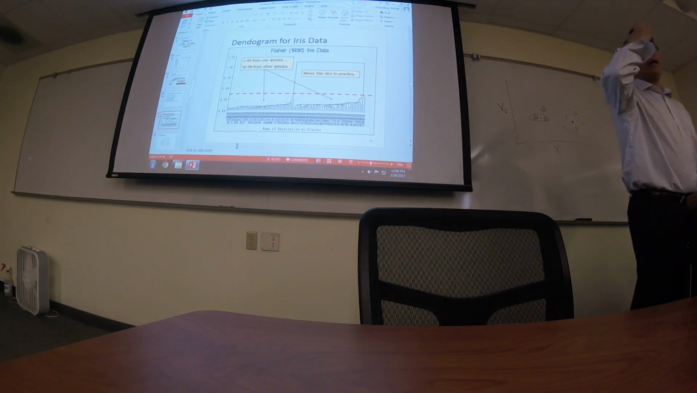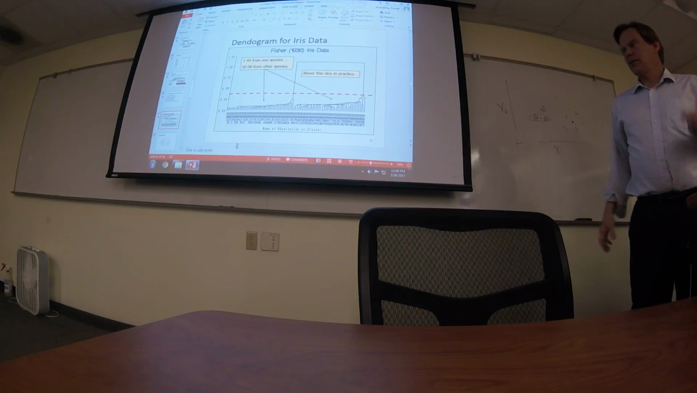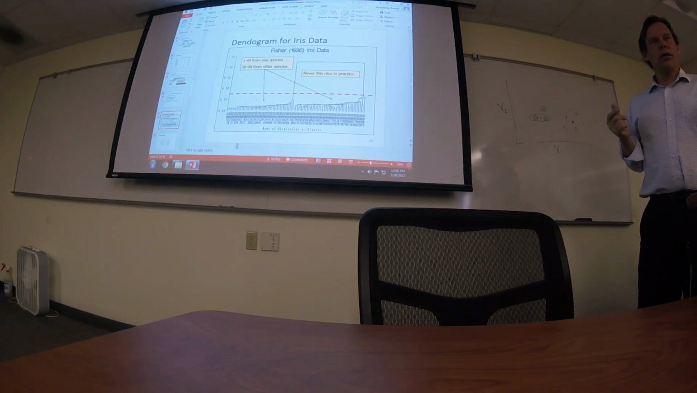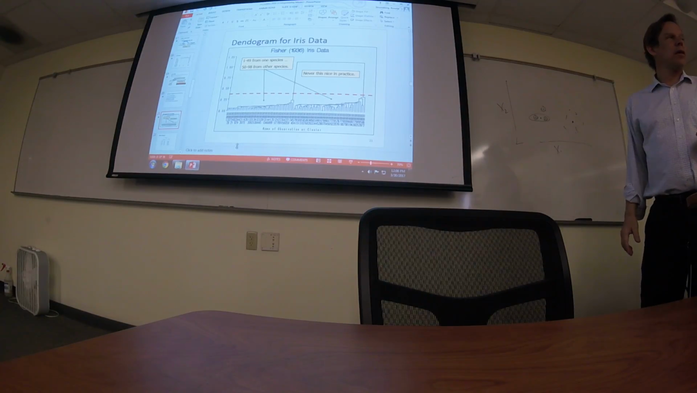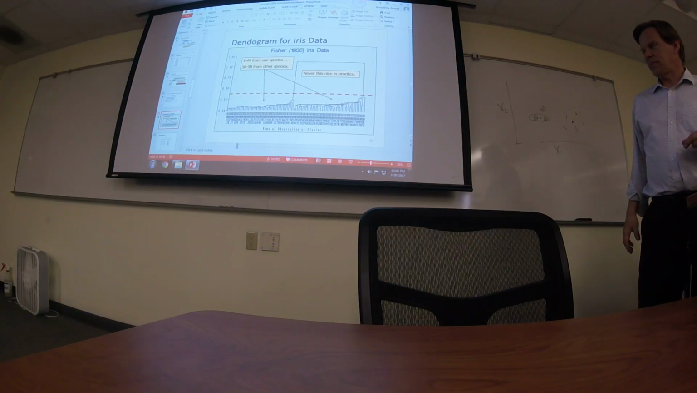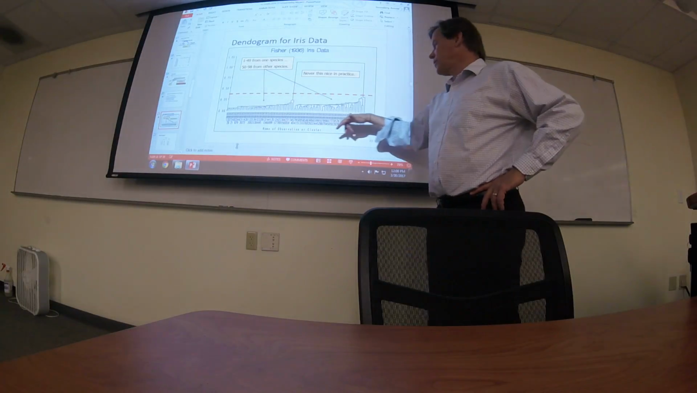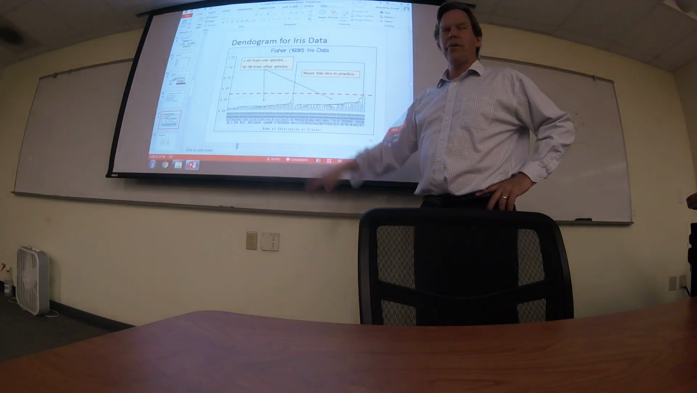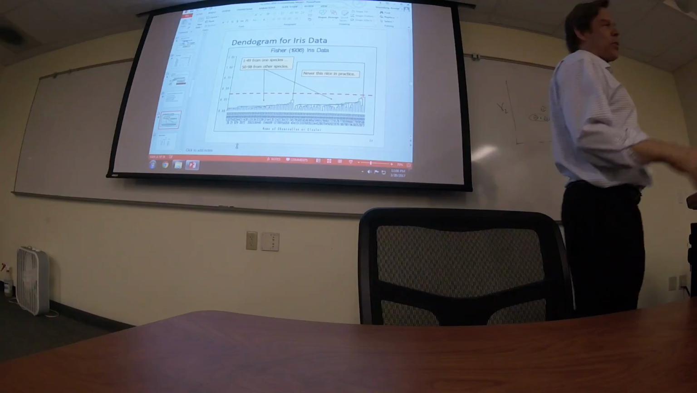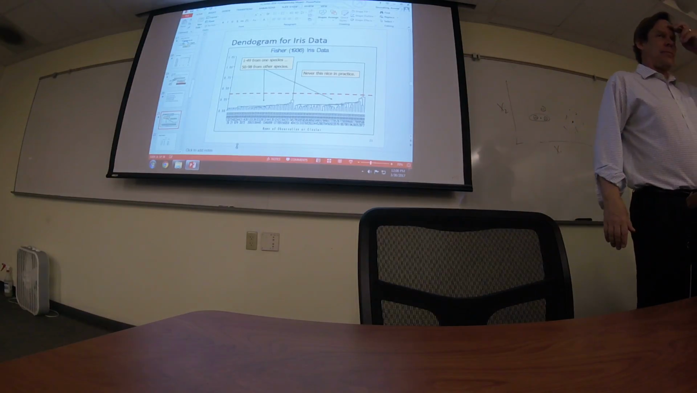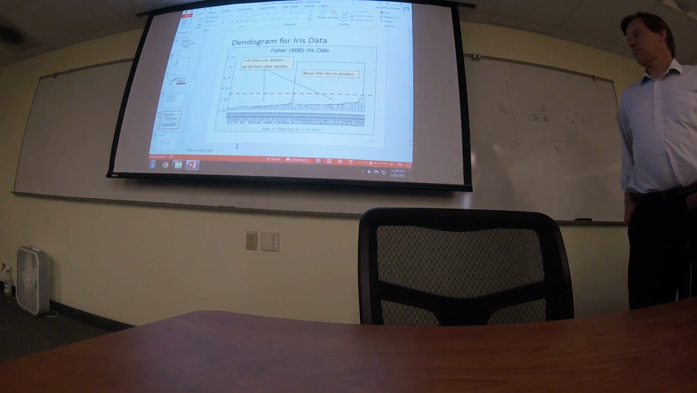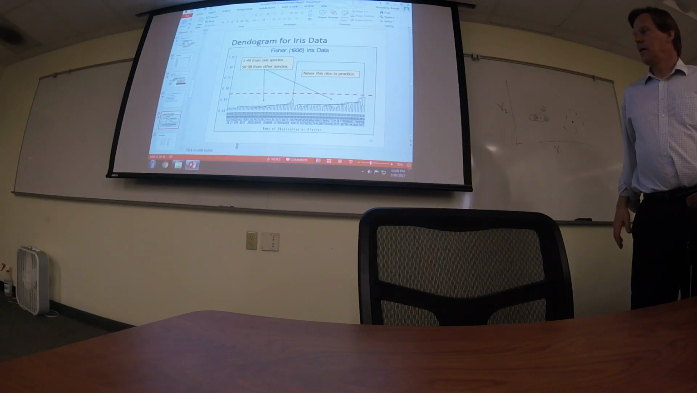And so the dendrogram is a picture that shows you how the points were grouped together. And the software chooses the ordering of the points along here to make the picture look good, because otherwise it gets all crossed up and looks not so good.